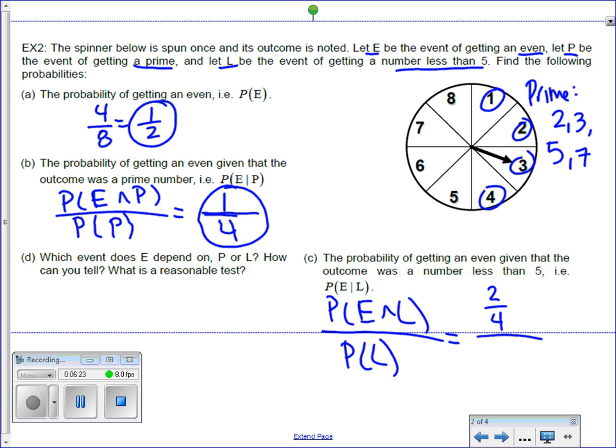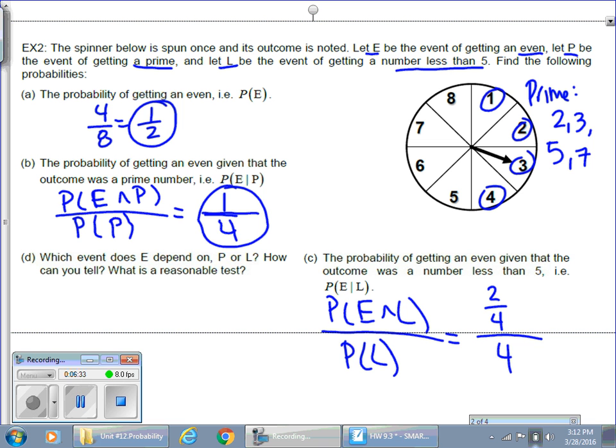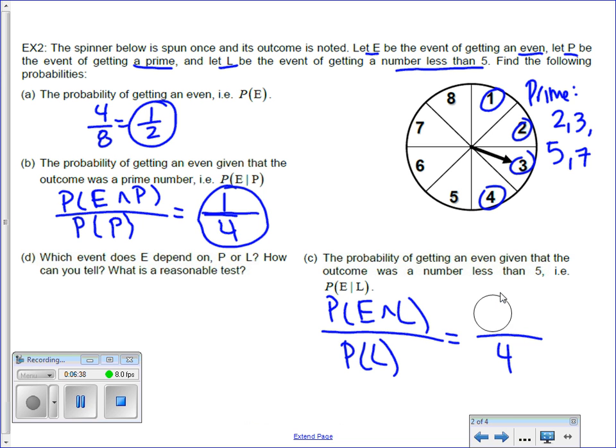Okay, and then the probability of being less than 5, just less than 5, would be a total of 4. So we have 2 fourths over the number 4. Sorry, let's back up for a second. Probability of being even and less than 5. We just want the total number of things that satisfy that. So even and less than 5, so we said there's 1, 2, 3, and 4. So there's only 2 numbers that fit that, so it would be 2. Probability of being less than 5, there are 4 numbers that fit that category, so it's out of 4. So this is just 1 half.